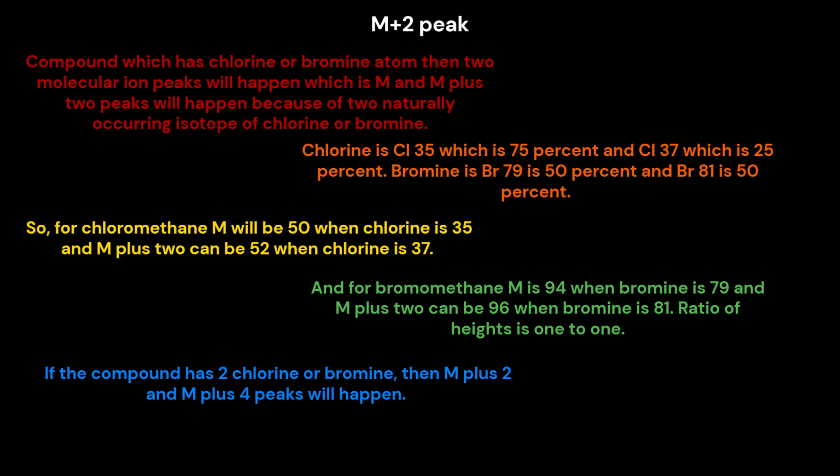So, for chloromethane, M will be 50 when chlorine is 35, and M+2 will be 52 when chlorine is 37. For bromomethane, M is 94 when bromine is 79, and M+2 is 96 when bromine is 81. The ratio of heights is 1:1. If the compound has 2 chlorine or bromine atoms, then M+2 and M+4 peaks will appear.